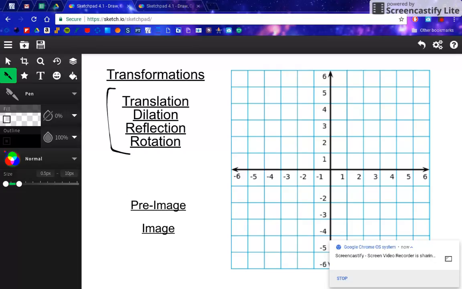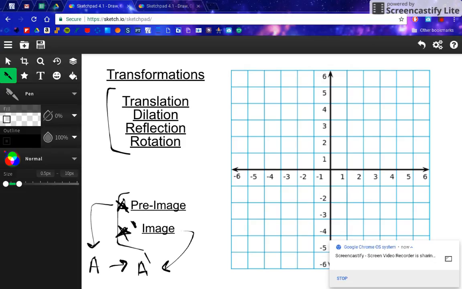The heavy hitting words are pre-image and image. Pre-image is what you told me was what comes first, the original picture or the original coordinates. And the image is the thing that is the copy, and it also has a little mark, and that's called a prime. So like A goes to A prime. This is the pre-image. This is the image.